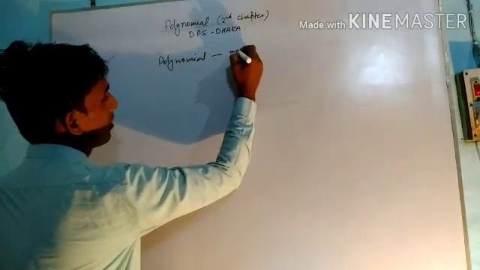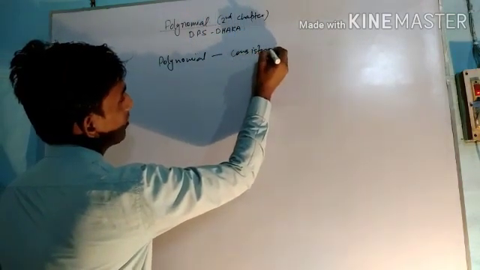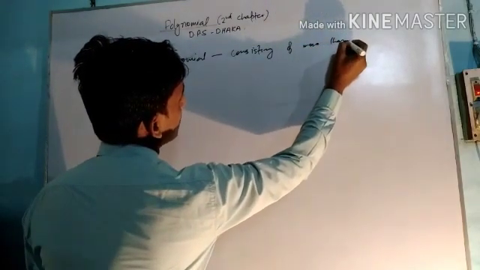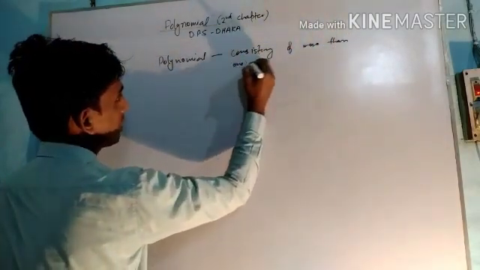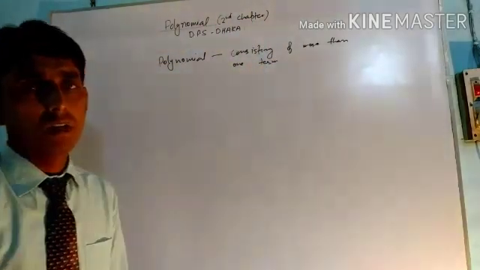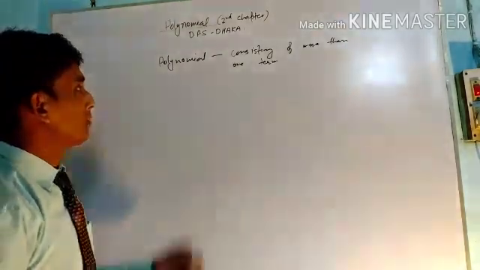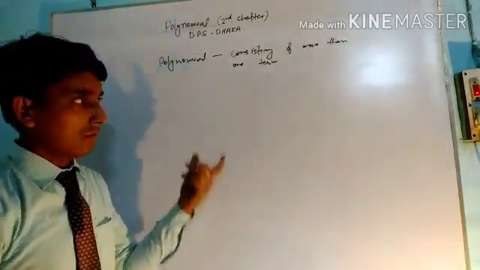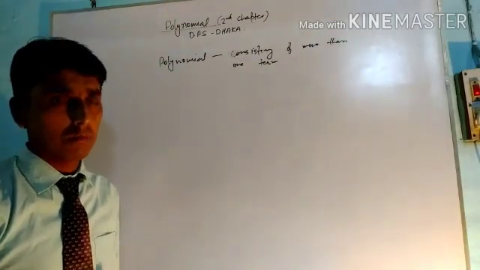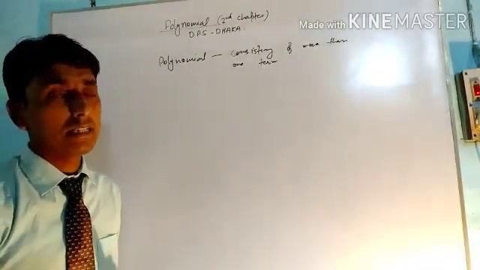means consisting of more than one term. So in earlier classes we studied about monomial, binomial, trinomial. Polynomial means the algebraic expression is having more than one term. If it is having two terms, then it will also be called a polynomial.